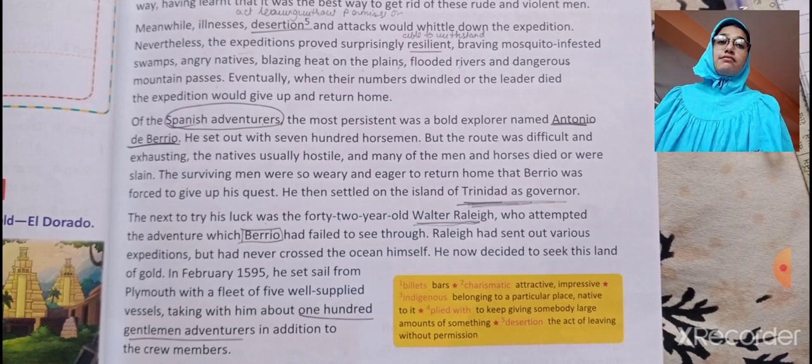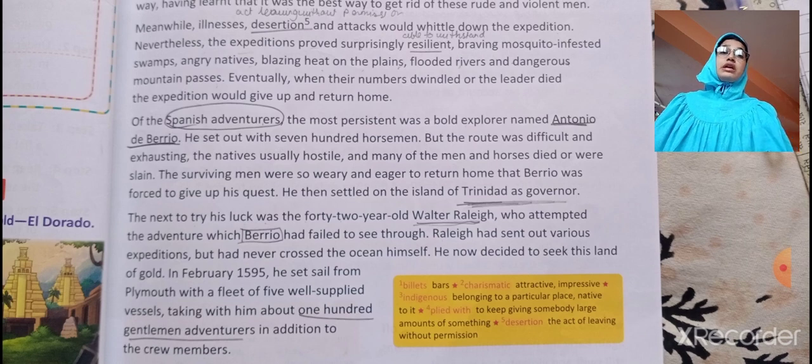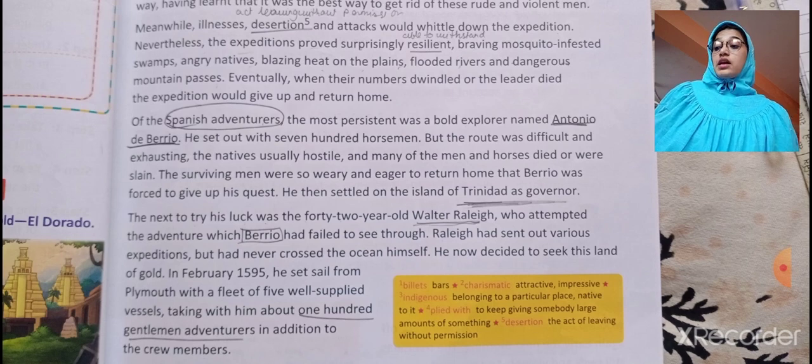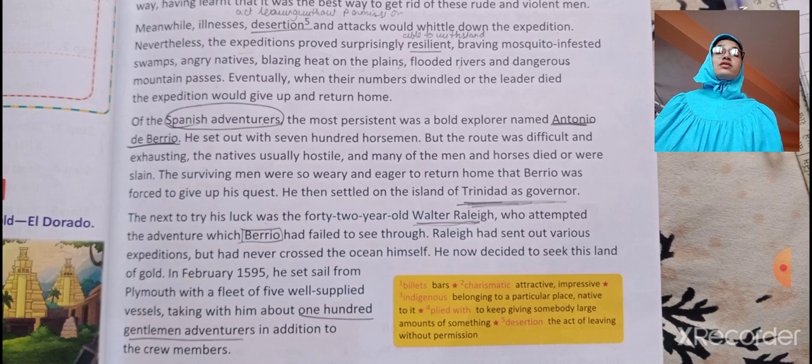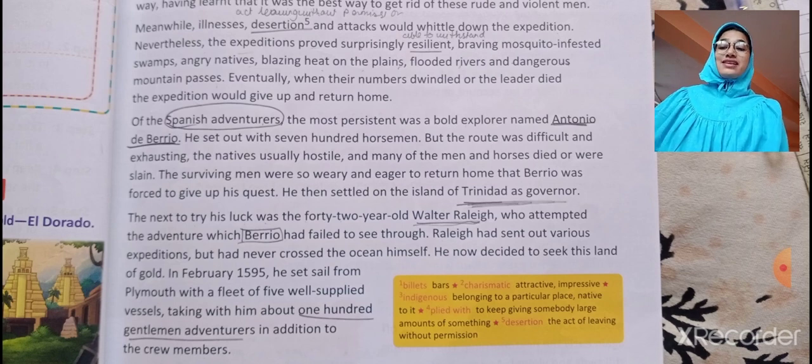So there was a bold explorer named Antonio de Berrio. He set out with 700 horsemen, but the route was very difficult and exhausting, and the natives were usually hostile, and many of the men and horses died or were slain. The surviving men were very eager to return home, so he had to give up. He then settled on the island of Trinidad as governor.